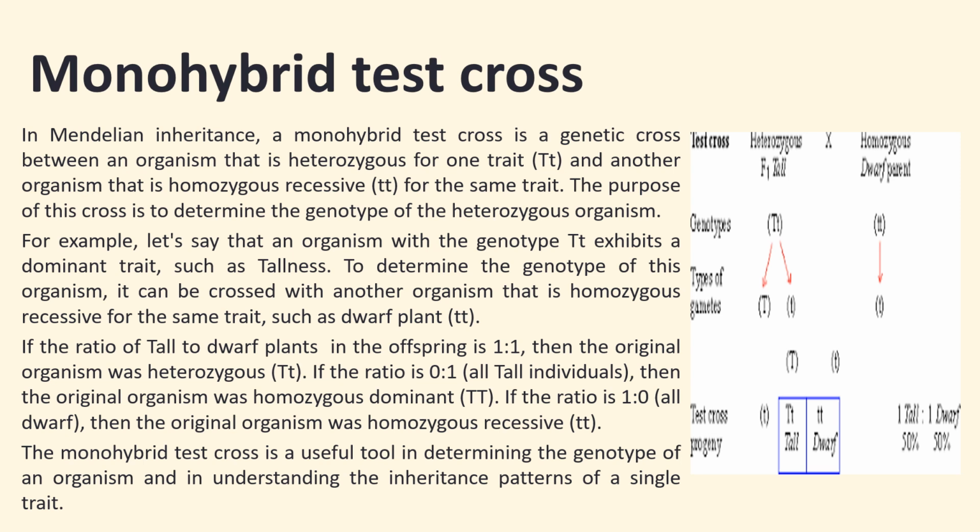If the ratio is 0 is to 1, all tall individuals, then the original organism was homozygous dominant, capital T, capital T. If the ratio is 1 is to 0, all dwarf, then the original organism was homozygous recessive. The monohybrid test cross is a useful tool in determining the genotype of an organism and in understanding the inheritance patterns of a single trait.